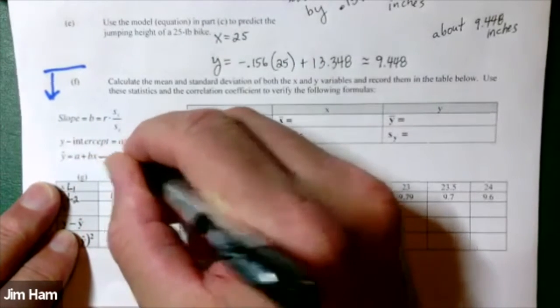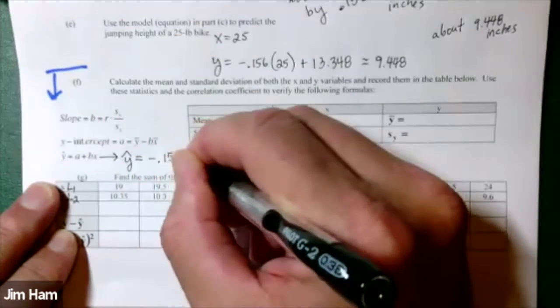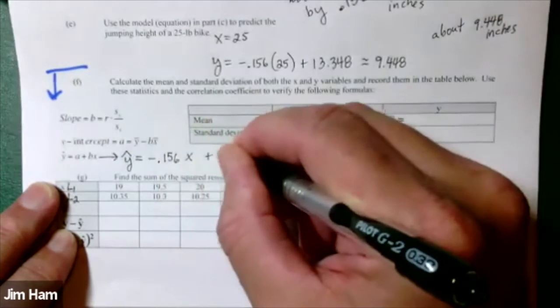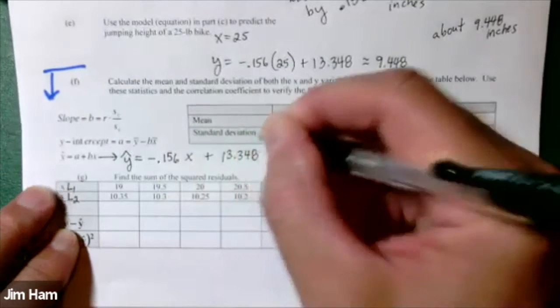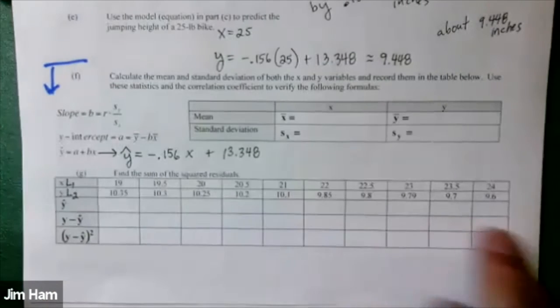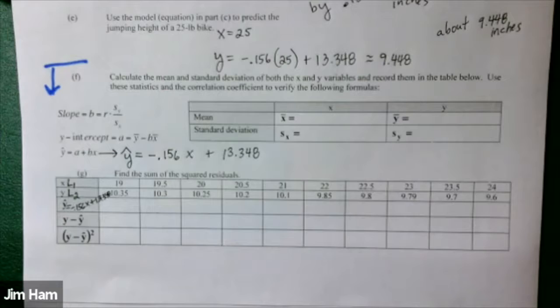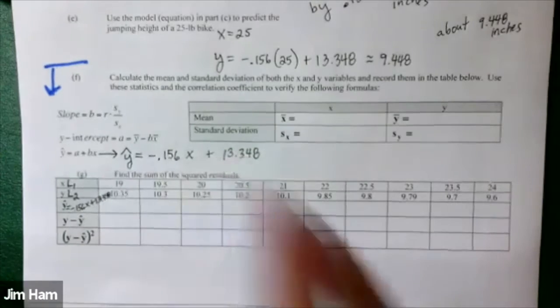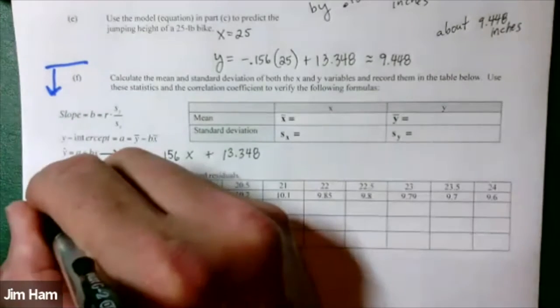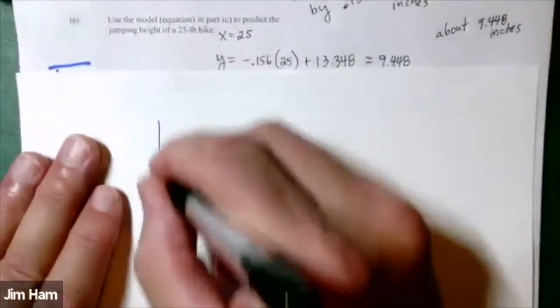And we already calculated this to be negative 0.156 X plus 13.348. So this is the equation that we use to make all those predictions of Y hat in this first row. It's kind of too small to write it in here, but I'll try. Can't really see it that well, but I tried to write the same thing here. Now we're going to put these values in L3. Generally, this is what we're after.